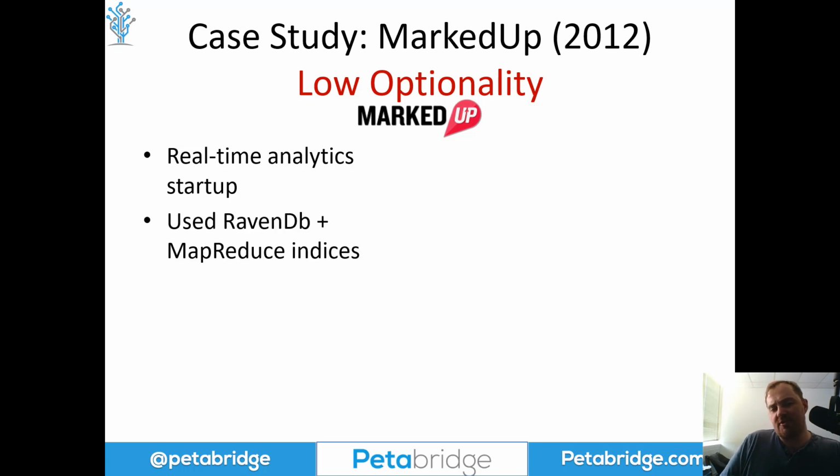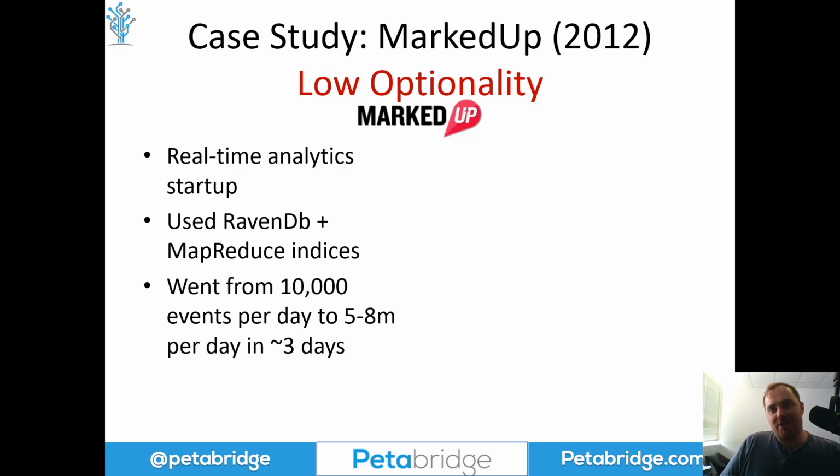We originally built this software on top of RavenDB and Raven's MapReduce indices, which worked very well when we were doing an early proof of concept. We were able to get all the different time series data we wanted. We could even perform more complex queries, such as determining the number of unique users over an arbitrary date range. For a significantly large data set, that's a pretty complicated problem. But RavenDB handled that very beautifully early on.